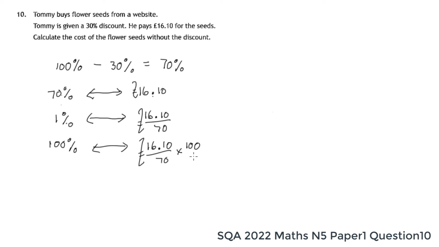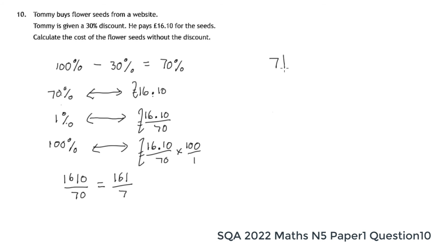So let's do that. If we're multiplying by 100, it's the top line. Remember, it's 100 over 1 multiplying fractions. Multiply the top two numbers. So it's 16.10 times 100. That'll be 1,610. And on the bottom, we've got 70. Now, immediately we can divide top and bottom by 10. It's not a problem. And we do a little division.